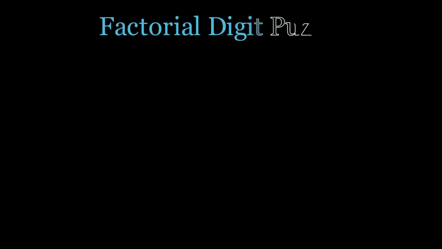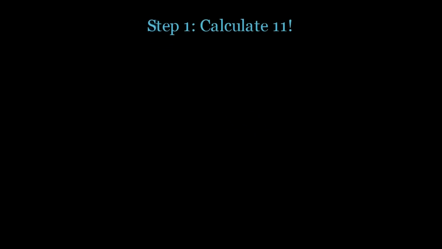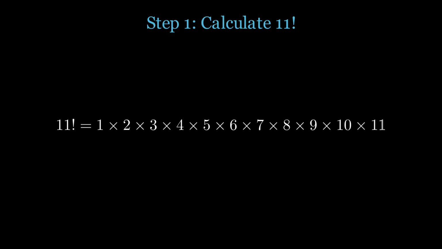Let's solve this factorial problem. We need to find the missing digit n in the equation 11 factorial equals 3991n800. We're given that 11 factorial equals 39,91,n,800, where n is a missing digit we need to find. First, let's calculate 11 factorial directly to verify the result.